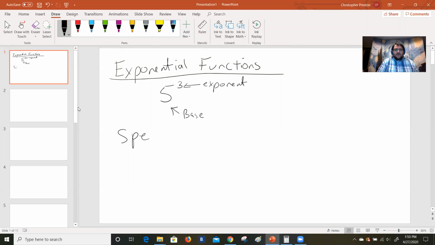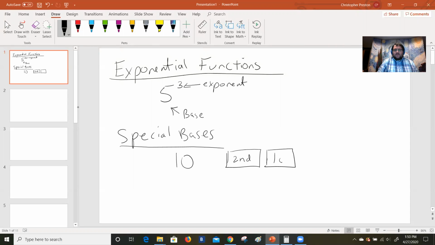A couple of special bases you'll see. There's 10. So 10's a special one. If you want to take 10 to a power, you can just say 10 to a power in a calculator. But you can also often hit a second button, and then you might have a button that says log. You'll usually have 10 to the x or something. Then you can use that to raise 10 to a power.